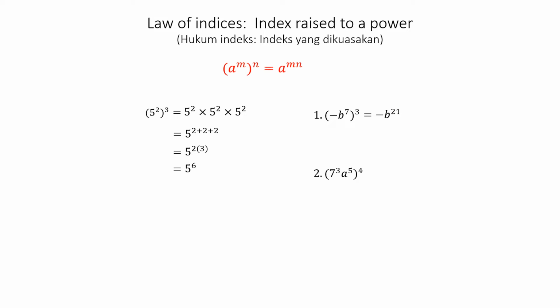Let me give you another example. 7 to the power 3, a to the power 5, all to the power 4. Because this is in a bracket, everything inside the bracket has to be multiplied by 4. So it's 3 multiplied by 4, and then a to the power 5 multiplied by 4, which equals 7 to the power of 12, a to the power of 20.